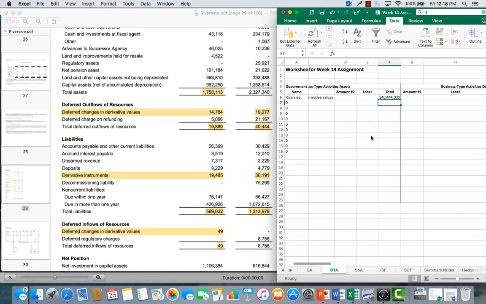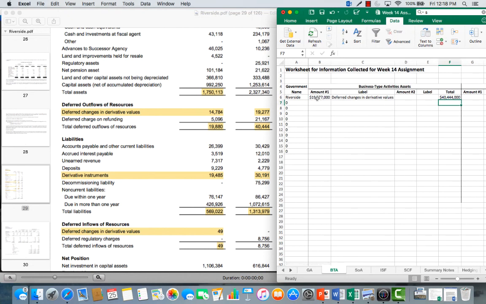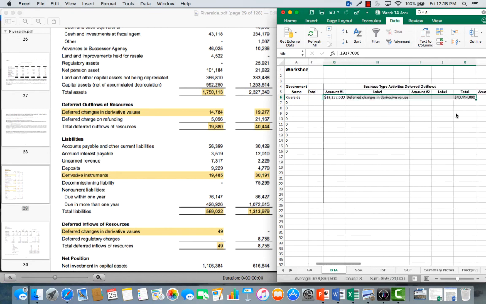There is a liability amount. Now see, I've just made a big mistake here. These amounts actually are for deferred outflows of resources and belong over here. Mistakes are made. You just need to be careful and review what you've done.